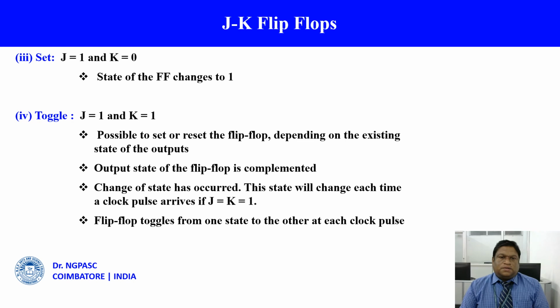So here you can see that it is possible to set or reset the flip flop depending upon the existing state of the outputs. The output state of the flip flop is complemented, that is the important thing, and a change of state has occurred. The state will change each time the clock pulse arrives with J equal to K equal to 1. So whenever J equal to K equal to 1, depending upon the clock pulse, Q and Q bar will immediately change their states. If it is 0, it immediately becomes 1, or if it is 1, it becomes 0. That depends on the clock pulse.